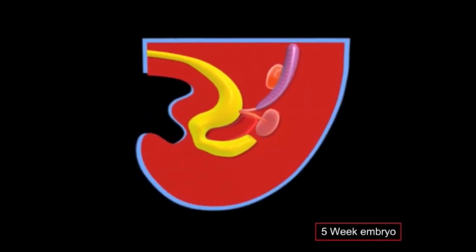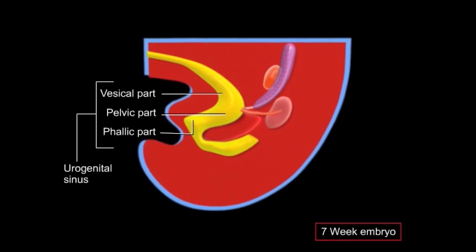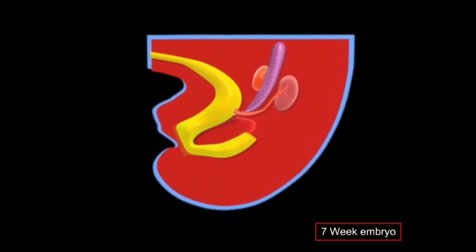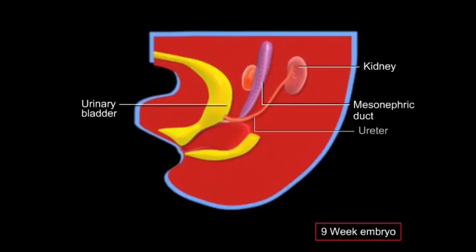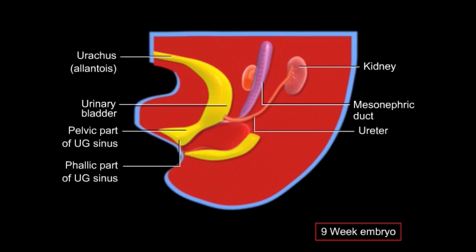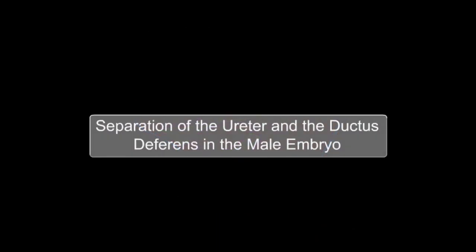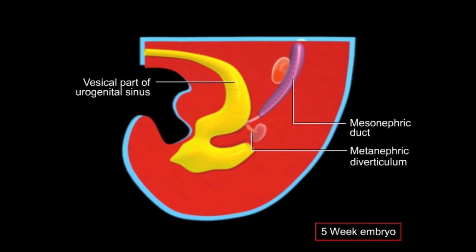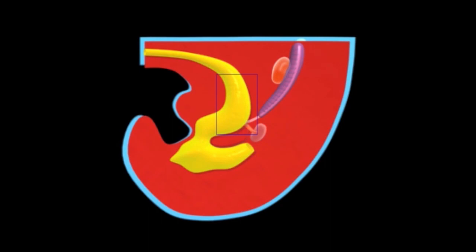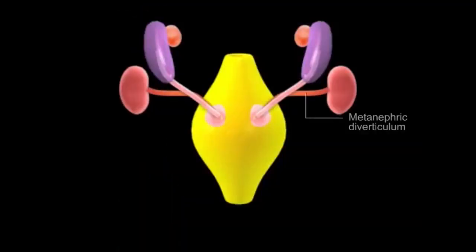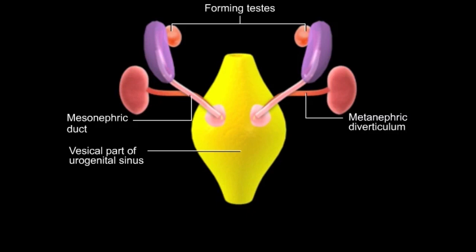The urogenital sinus, which contributes to the formation of the bladder, is divided into 3 parts: vesical, pelvic, and phallic. Further development of the urogenital sinus into vesical, pelvic, and phallic parts begins to provide the primordium of the urethra.